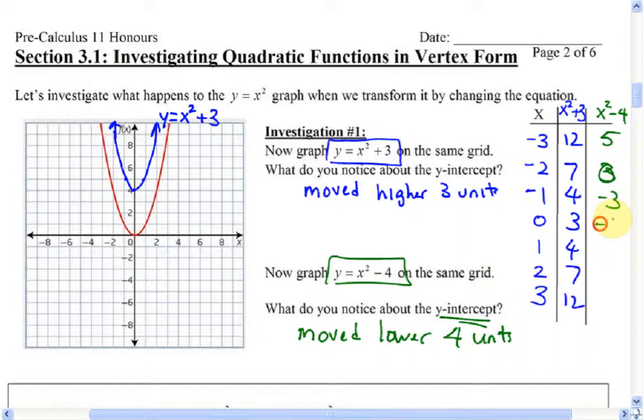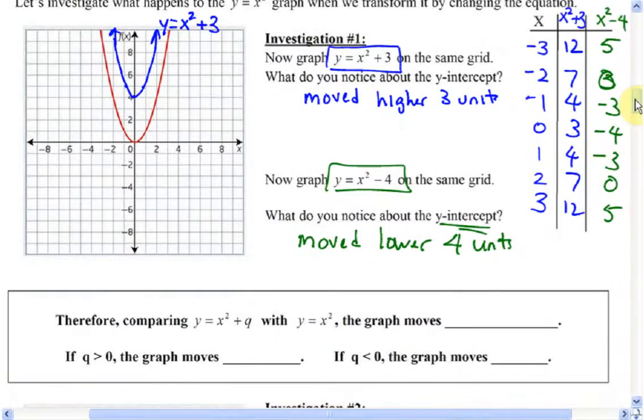So my question to you now is this, okay? I'd like you to compare these two graphs. We've got y equals x squared plus q with y equals x squared. When I add the q at the end, what happens to your graph? It moves how? So what do we call that? Up or down? Starts with a V. Vertically. Good. So what I want you to understand is if I add a number or subtract a number at the end after the x squared, we move it vertically.